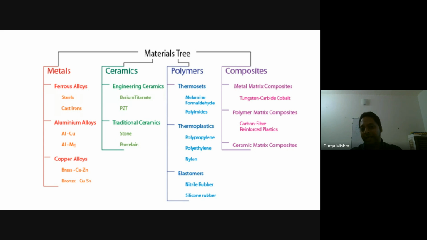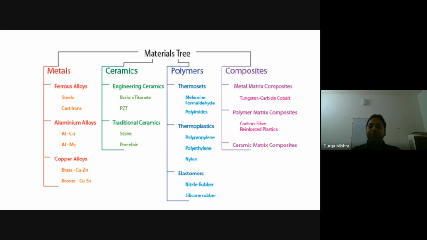Then there is another type, polymers. For example, you are using a lot of plastic. So these are all polymers. Any plastic bottle or any plastic like polythene that you are using, all these are forms of some polymers, and they also come in different forms. So this is another class of material.